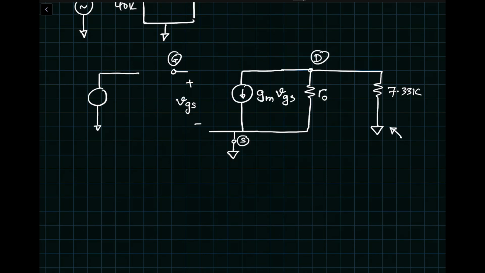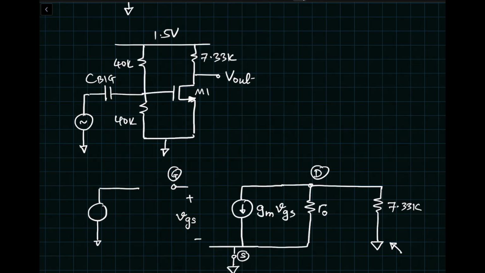It's important to understand why we connected the other end of the 7.33K resistor to ground. When we do AC analysis, we look at all the DC bias voltage sources. For example, this 1.5 volts is a DC voltage source, so in the AC domain it doesn't change. Its value is 0. That's why we connect 7.33K to ground. The source is already ground over here.